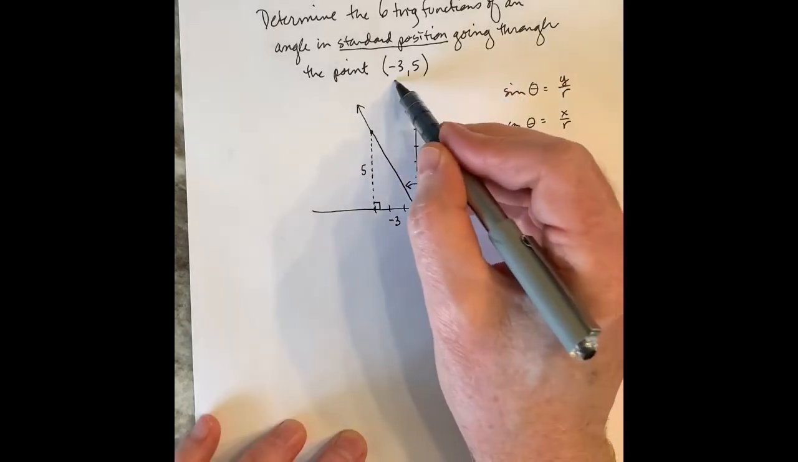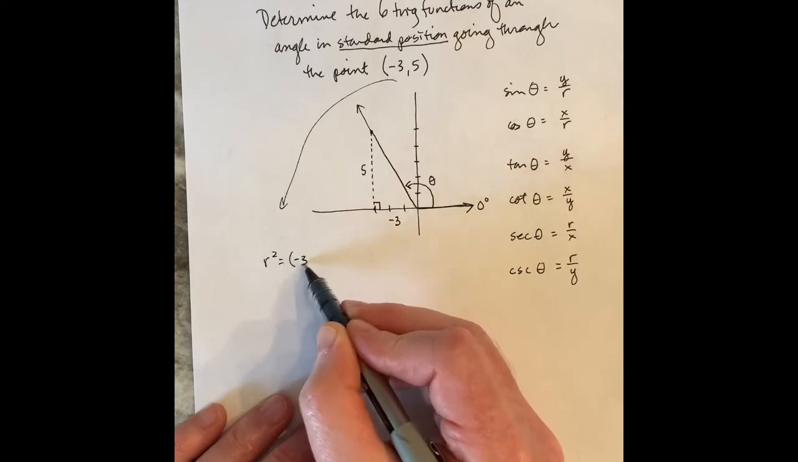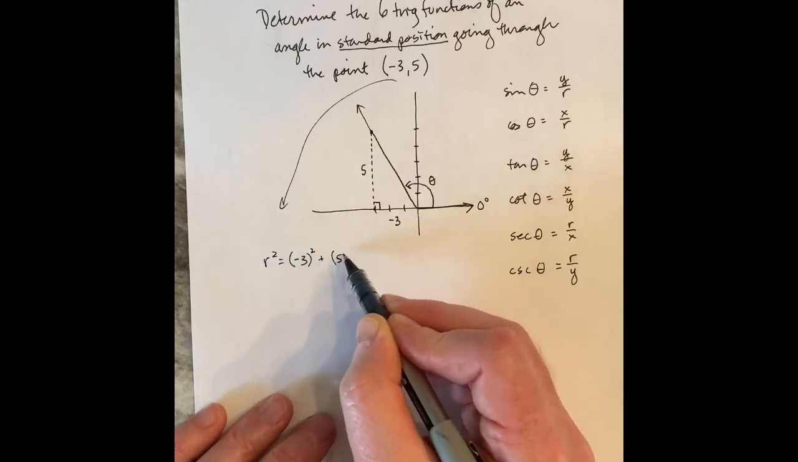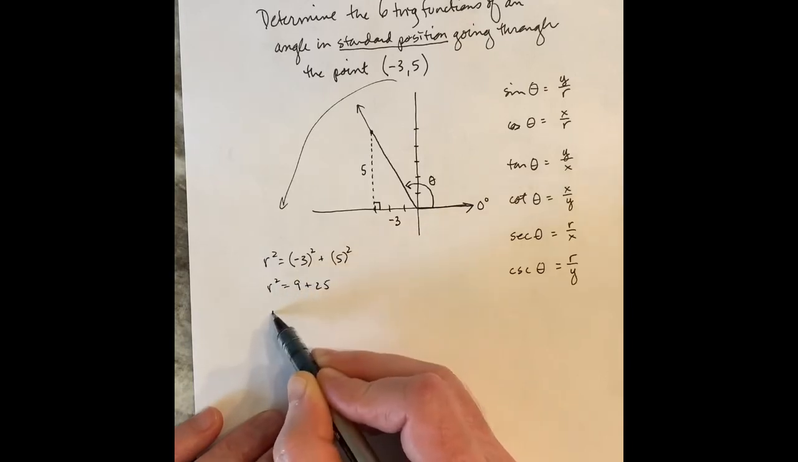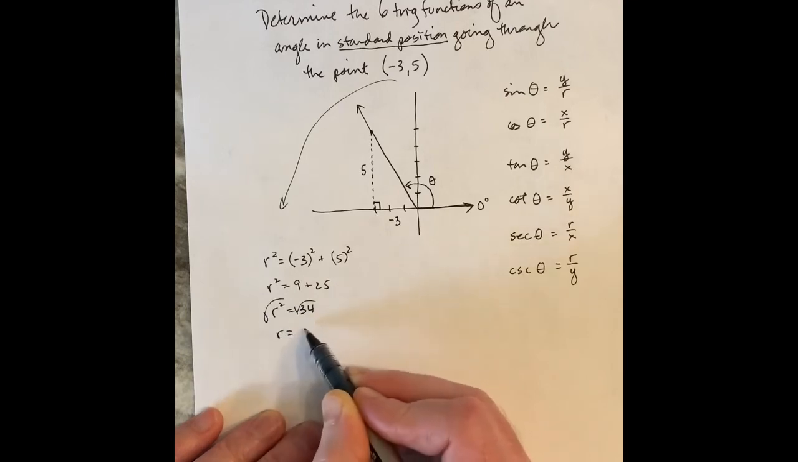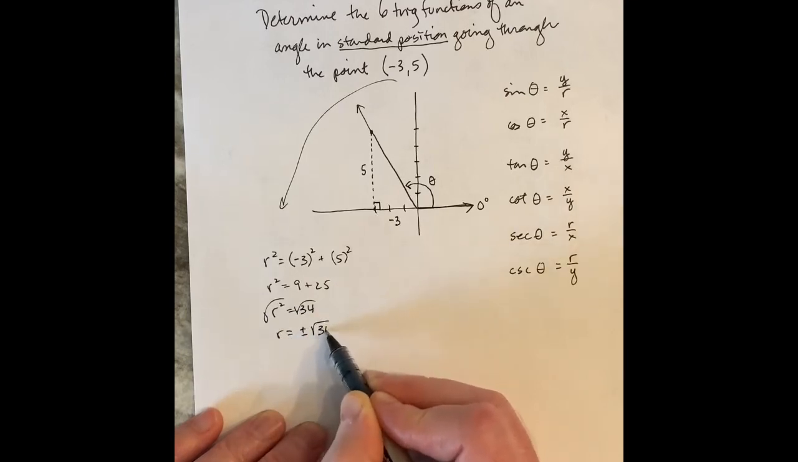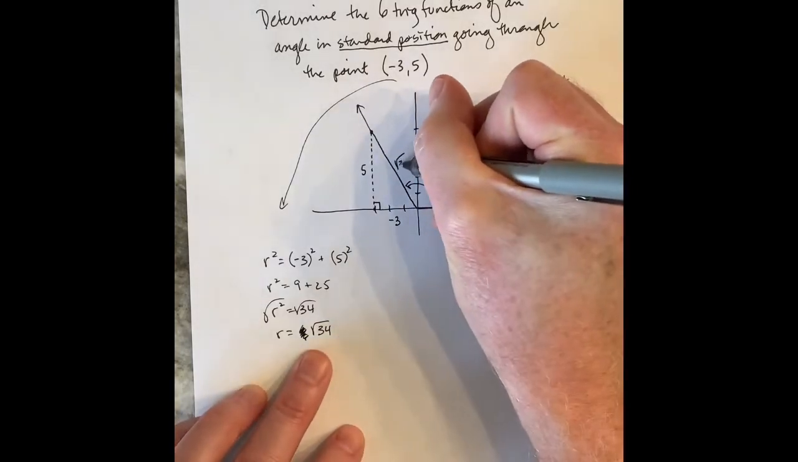Pythagorean theorem. So I'm going to come over here and say, all right, r squared equals x squared plus y squared, which equals 9 plus 25. So I take the root of that, and I get r equals plus or minus root 34, but we know r is always positive, so we're going to keep the positive value. That becomes root 34.